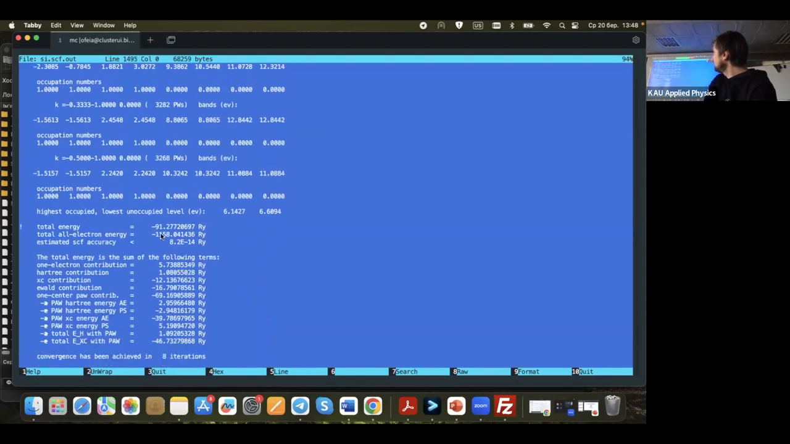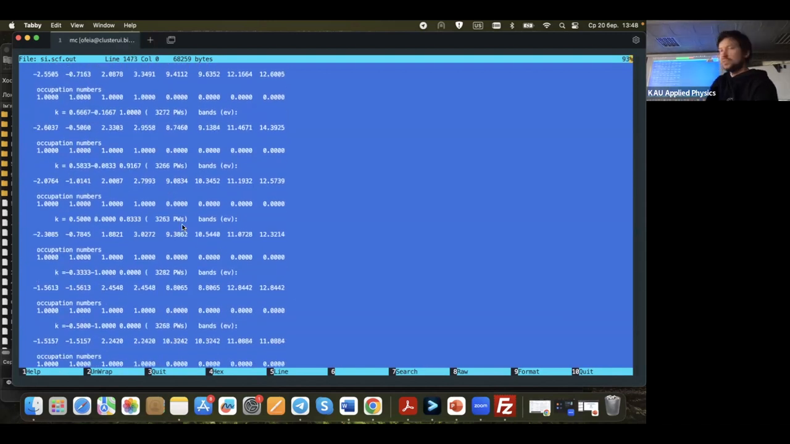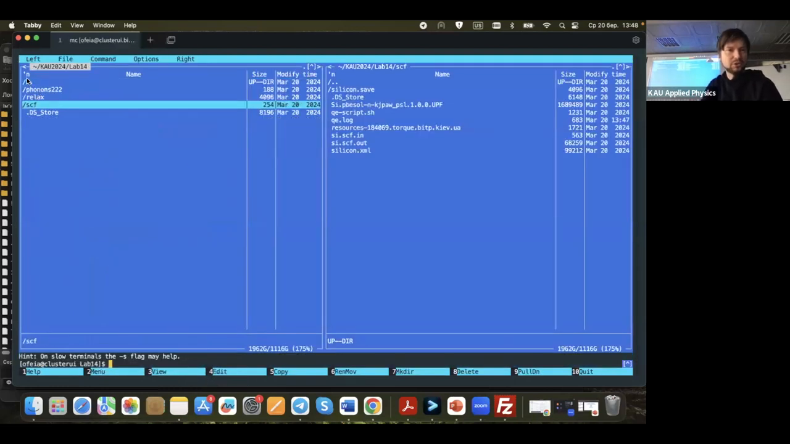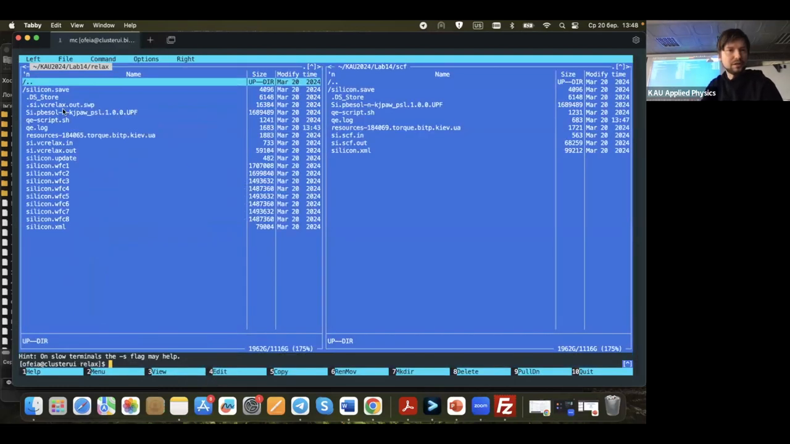Yeah, we got this calculation: minus 91 Rydberg is the energy, and the estimated SCF accuracy, you see, is minus 14 Rydberg, but it's 8, so it's like minus 13 something. Zero minus 0.8 to the power of minus 13. So it's okay, this accuracy is okay. And also I will show you a very important thing in vc-relax output.